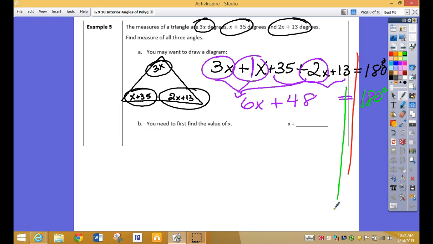Now continue solving that. Now I'm seeing all the correct answers. They're looking way better. We will subtract the 48. Now I have 6x, because those cancel out, equals, what's 180 minus 48? 132. And I divide both sides by 6. What does x equal? X equals 22. Now, everywhere you see an x, you put a 22 in here.